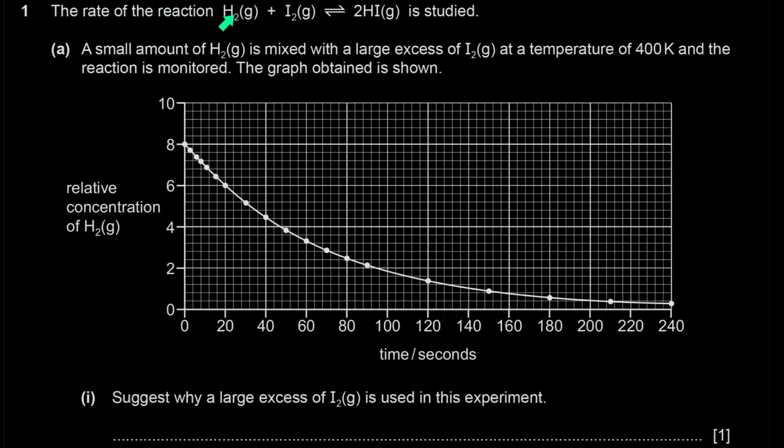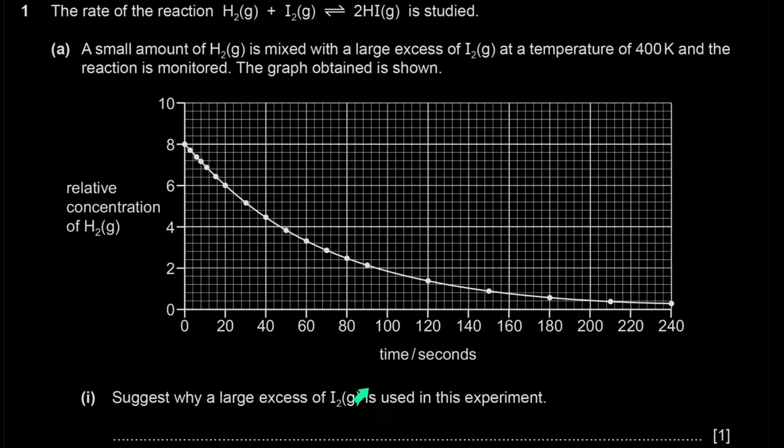The rate of the reaction of H2 and I2 to form hydrogen iodide is studied. A small amount of hydrogen gas is mixed with a large excess of gaseous iodine at a temperature of 400 Kelvin, and the reaction is monitored. The graph obtained is shown. Here they're measuring the relative concentration of hydrogen gas against time in seconds.